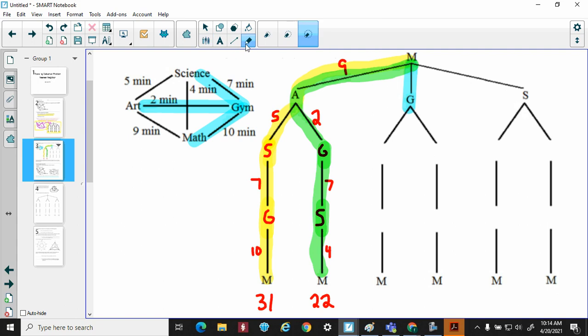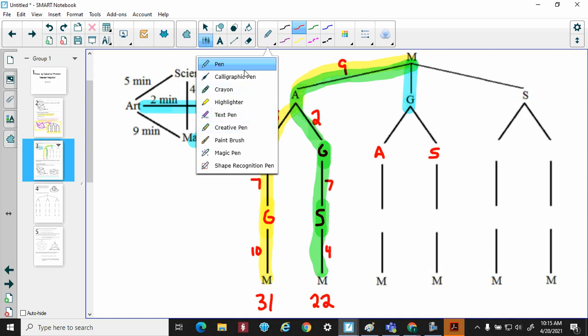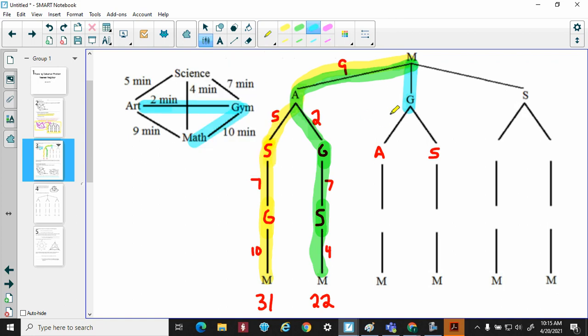We'll go ahead and do art here. So when I start filling out my chart, I can go to art, or I could have gone to science, but I'm going to keep doing what's already highlighted and go to art. Then if you notice on my chart, I would have to go to science, and then I would have to go back to math. Let's go ahead and do this chart real quick. Math to gym is 10 minutes. Gym to art is 2 minutes.